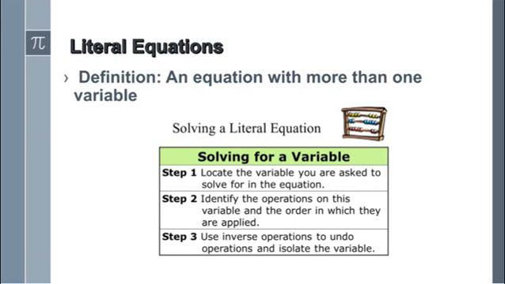And how are we going to be solving these literal equations? Here are 3 steps that we will be using today. Step 1, locate the variable you are asked to solve for in the equation. Step 2, identify the operations on this variable and the order in which they are applied. So in other words, you use order of operations, and then you basically need to work backwards. So you never touch the coefficient in front of the variable until the very end. Then step 3, use inverse operations to undo operations and isolate the variable.